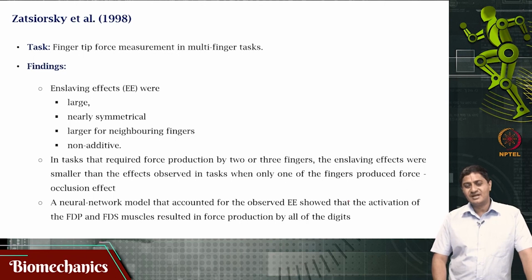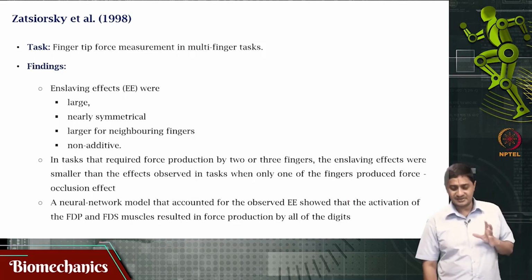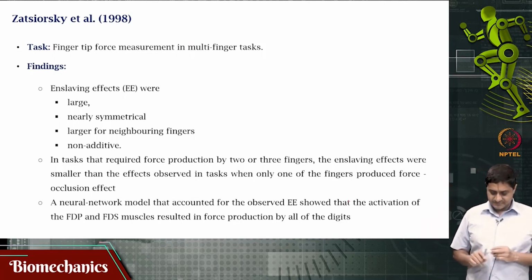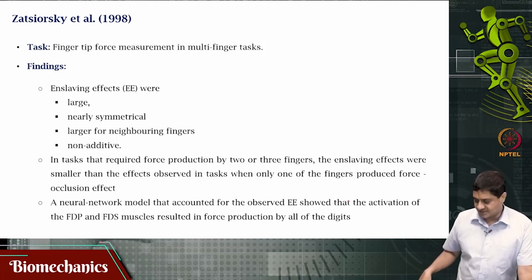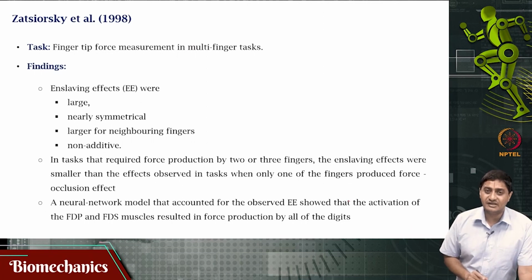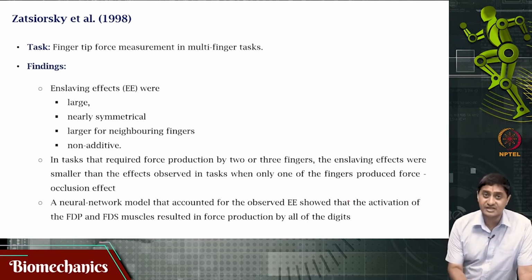One more interesting observation that they had was, if you had two or three explicitly involved fingers, then the enslavement effect on the uninvolved fingers was smaller than the enslavement effect when only one of those explicitly involved fingers was working. Let us try to unpack that. Let us say I am interested in measuring the enslavement effect on the little finger when the index finger is working.